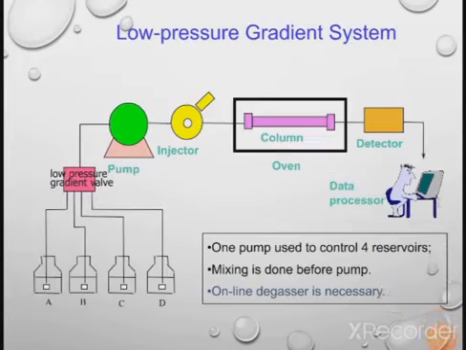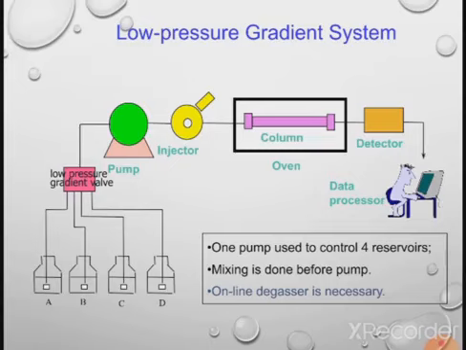So the low pressure gradient pump: here four reservoirs are used with one pump, and they are pre-mixed. The mixing is done before the pump, so it is called the low pressure gradient pump. Then next is the pump, then the injector, the column, then to control the temperature of the column there is the column oven, then the detector, and data processing.